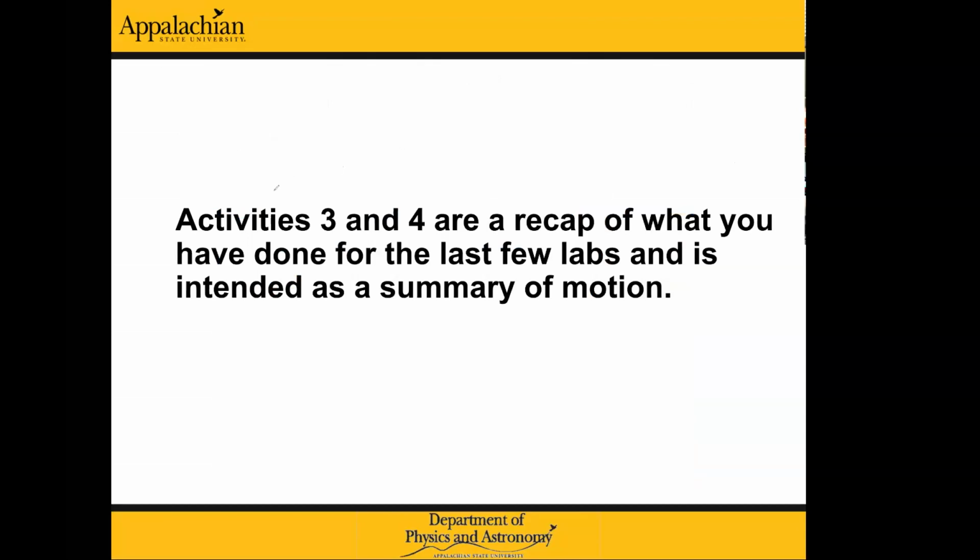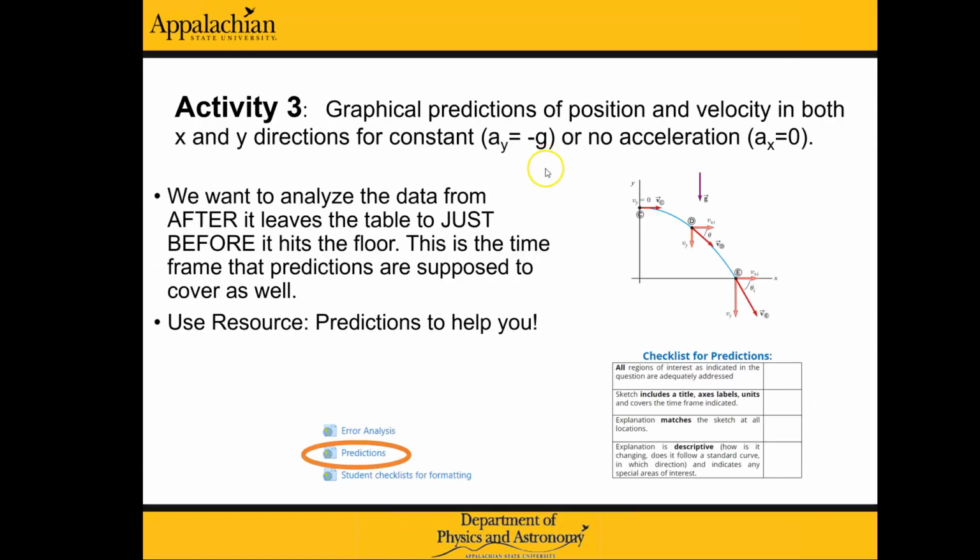And like I mentioned, activities 3 and 4 are pretty much a recap of what you've done for the last couple of labs, and it's intended to be this summary of motion. So you're going to make predictions of a ball that's rolling off a table and landing on the floor below it. And make sure you analyze the data just after it leaves the table and just before it hits the floor.